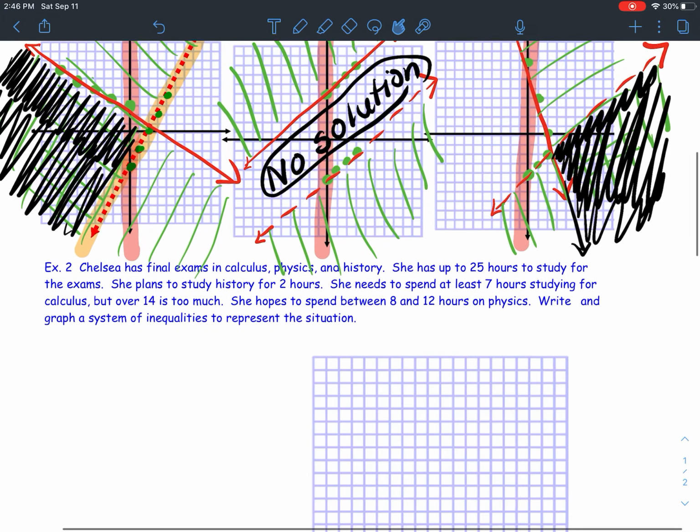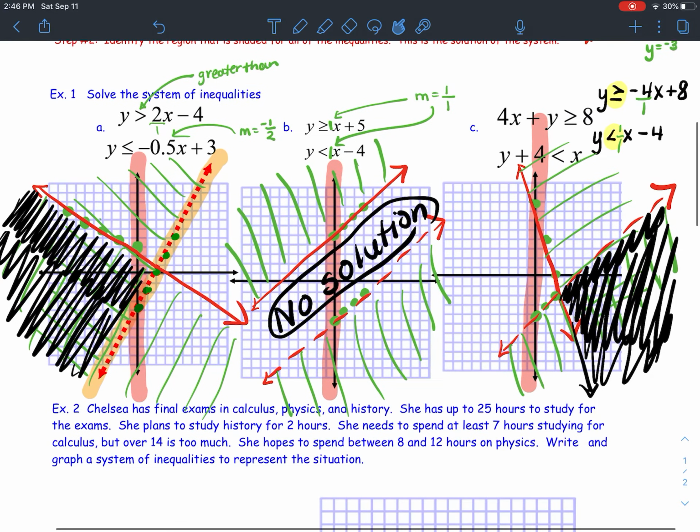We're going to try just a couple of word problems. These word problems are going to have us create inequalities like these, and then we will solve them for y and graph like we did here.